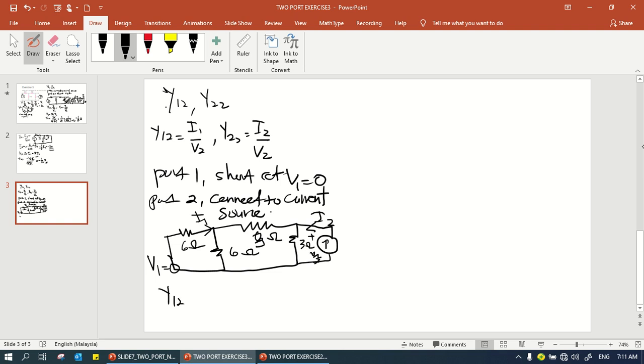Why Y12 is equal to I1 over V2. So yang ni kita akan adakan I0 kat sini. Okay. So, ni jadi panjang sikit. I0 ialah 3 bagi 3 tambah 3 kali dengan I2. So, I2 ialah current source lah. Okay, so, ni akan jadi 1 over 2 I2.